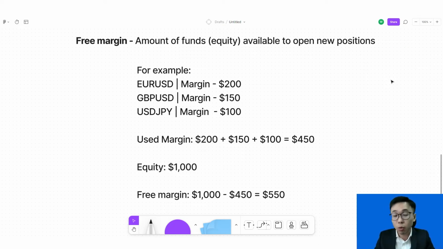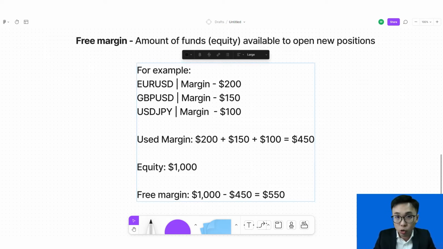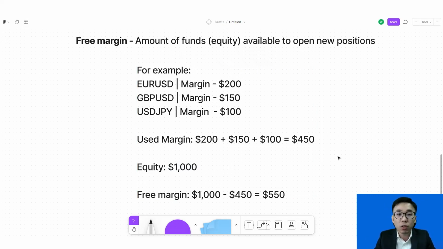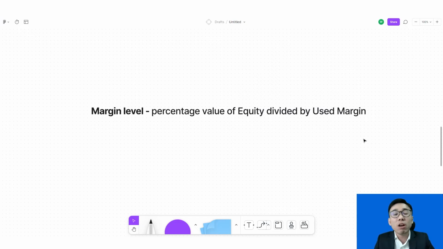So we're going to look at this example right here. From our previous example for use margin, we have calculated that all 3 orders that has incurred margin, the total of use margin is around 450 US dollar. Right now, the equity on my account is 1,000 US dollar. So how do we calculate free margin? Basically, we just need to take our equity and then we're going to minus it with 450 and we will get $550 of free margin. What does this mean is that I have 550 US dollar left to open a new position and keep it afloat.